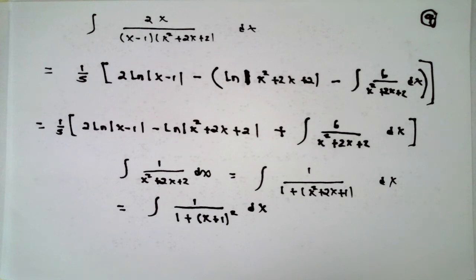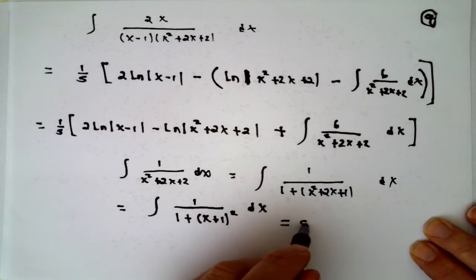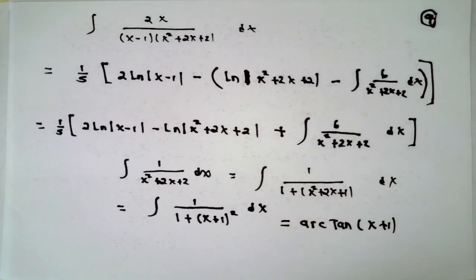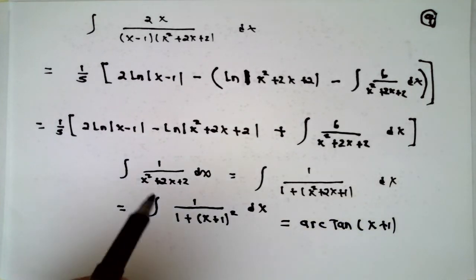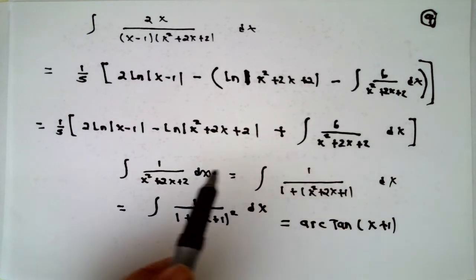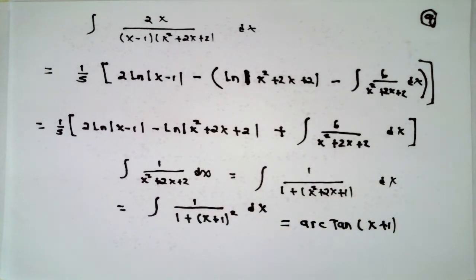Since the u would be x plus 1, du and dx would be the same thing. This integral would be the integral of 1 over 1 plus u squared du. That's just the arctangent of u, and u is an abbreviation for x plus 1. So this integral is the arctan of x plus 1. I'll take this integral, arctan of x plus 1, multiply it by the 6, put it inside the brackets, and I'll have my answer.